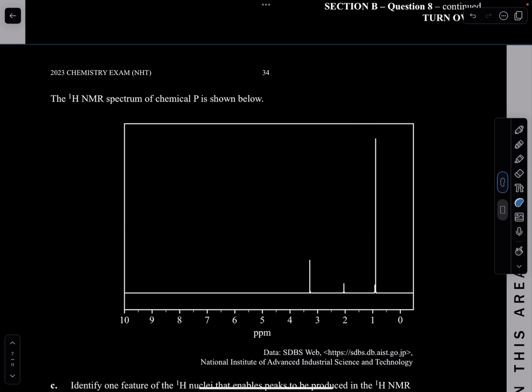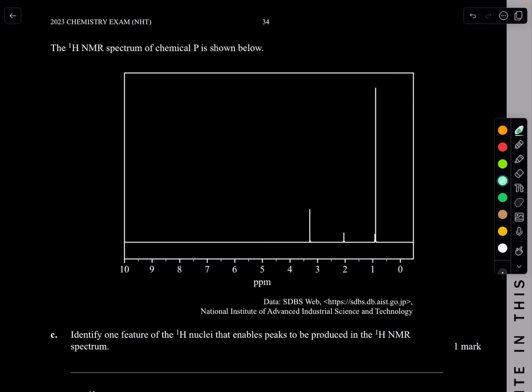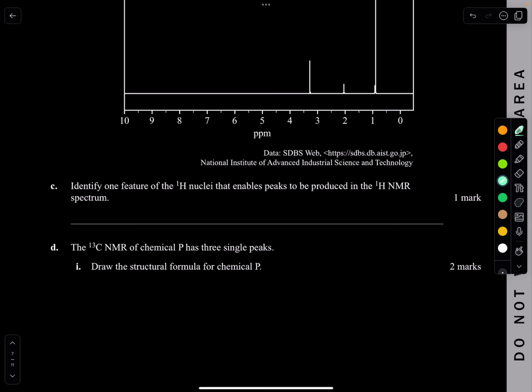The H proton NMR of chemical P is shown below. So we can see that it has 3 hydrogen environments. Identify one feature of the proton nucleus that enables peaks to be produced in the H NMR spectrum. Easy. So why do we have proton NMR and carbon NMR? What is really unique about this?